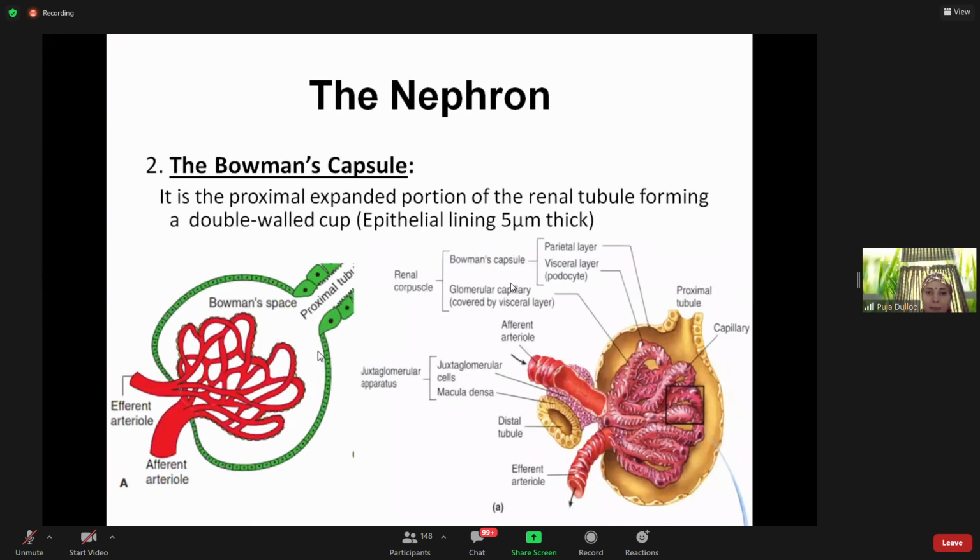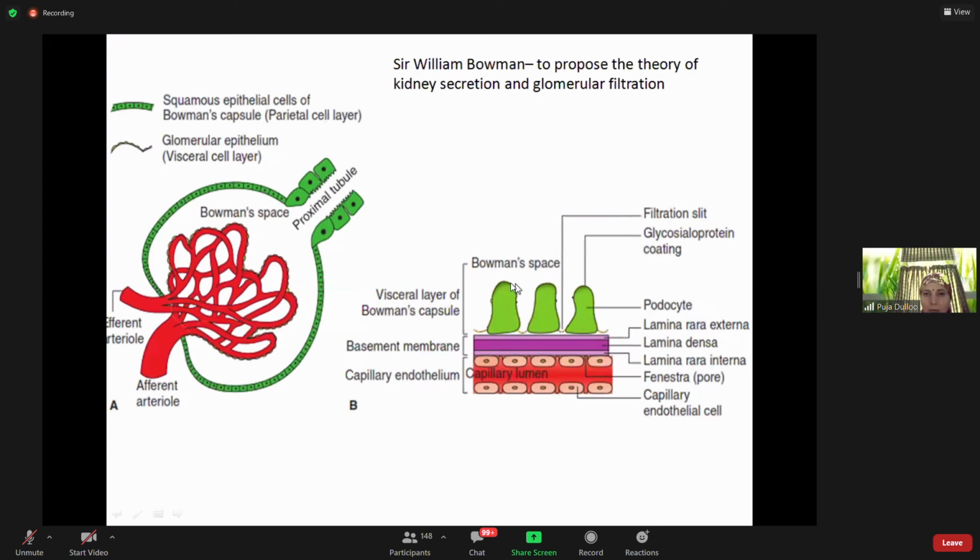So that an ultrafiltration will occur. Now again, I'm showing the same. This is the Bowman's capsule. The green tinge attached on the Bowman's capsule, the glomerular tuft, is the visceral part of the Bowman's capsule, while the part here is the parietal part. Again, this is a better outlook.